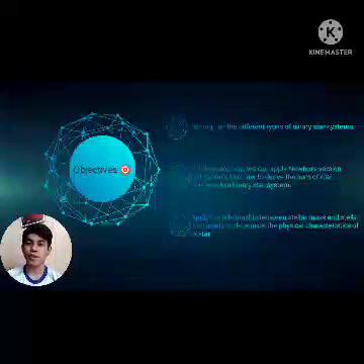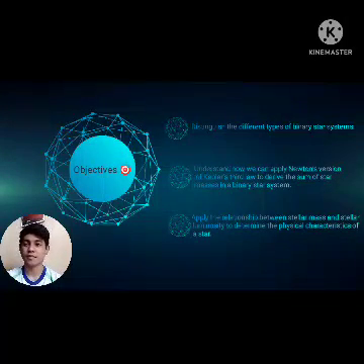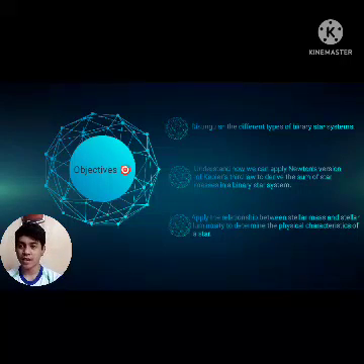These are our objectives for today's lesson. First is to distinguish the different types of binary star systems. Second, understand how we can apply Newton's version of Kepler's third law to derive the sum of star masses in a binary star system. Third is to apply the relationship between stellar mass and stellar luminosity to determine the physical characteristics of a star.